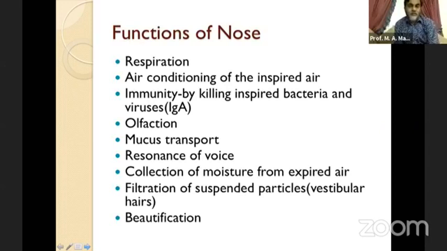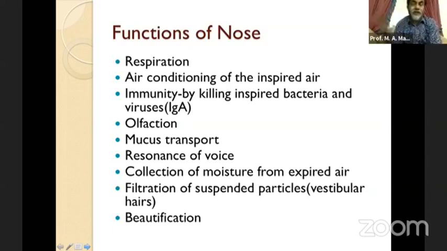What about the function of the nose? So, the nose has got tremendous functions, many functions. In the exam, we ask this question in the exam. Tell me about function of nose. In written paper, also we ask this question. So this is very important, that what are the functions of the nose? What is it doing?